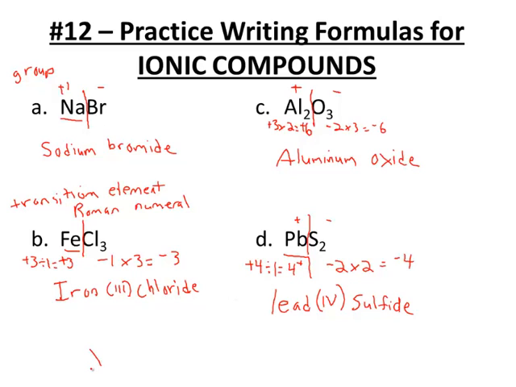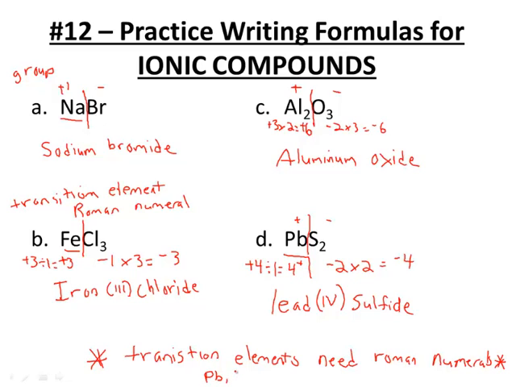So the key part to remember for both of these is our transition elements. You need those Roman numerals. So remember that part as we're going forward. Remember, we're going to include lead and tin as part of those also. Besides that, we can go ahead and start in on figuring out naming and writing of our ionic compounds from using this information.